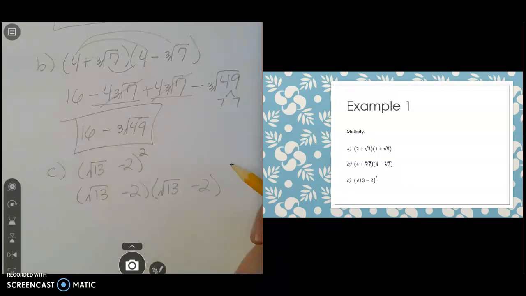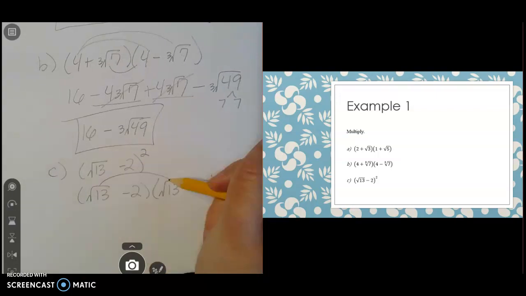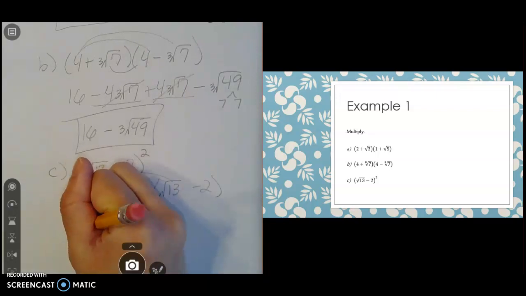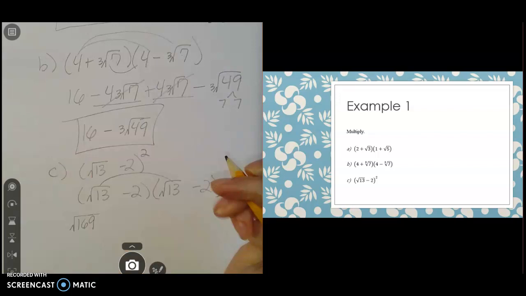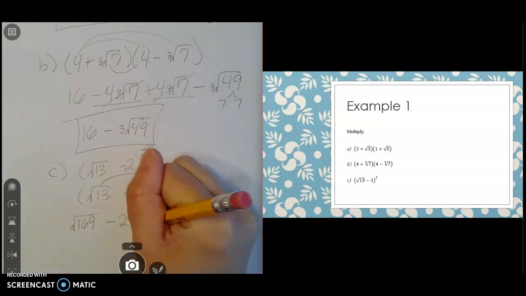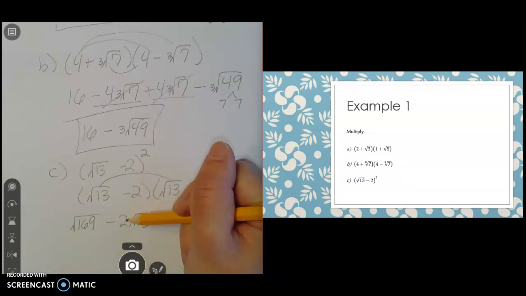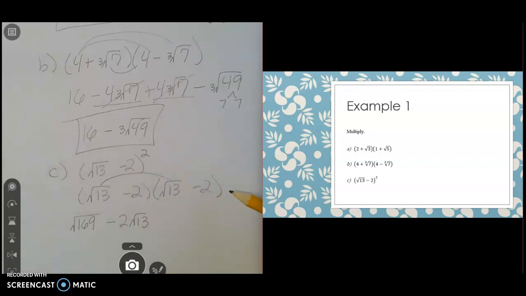So when I distribute, I'm going to do the square root of 13 times both terms. The square root of 13 times the square root of 13 would be the square root of 169. Then the square root of 13 times a negative 2 would be negative 2 square root of 13. Again, that 2 is like a coefficient. We'll multiply it times the 1 on the outside here. So negative 2 times 1 is negative 2. And then this has kind of a 1 for its radical part, times the square root of 13 is the square root of 13.